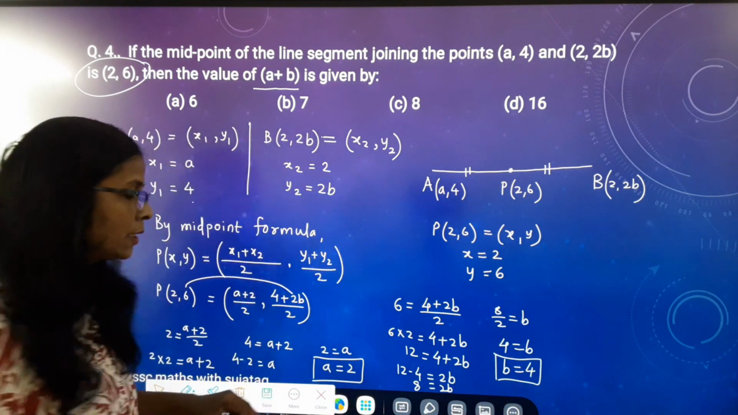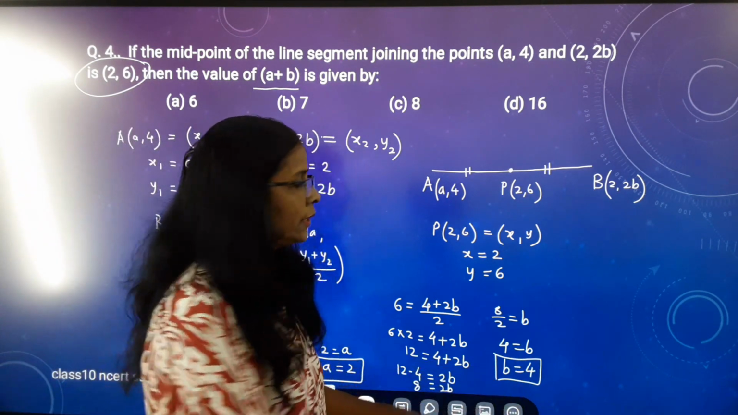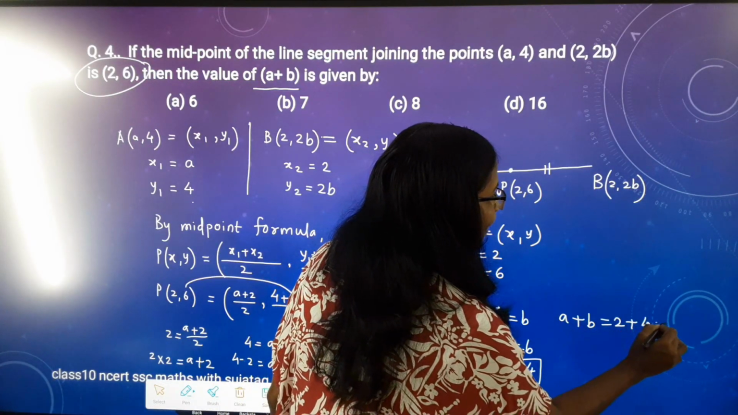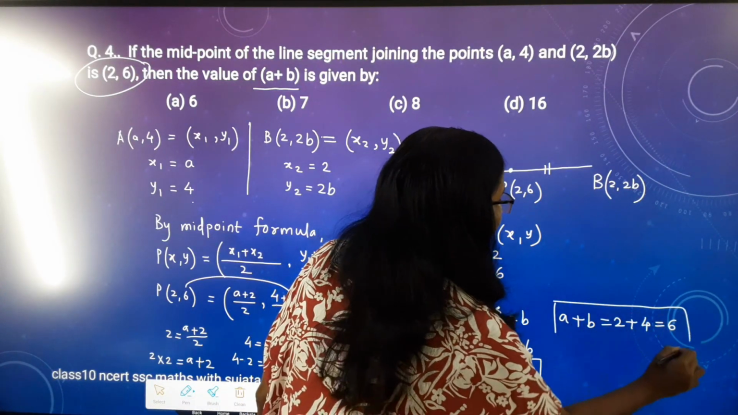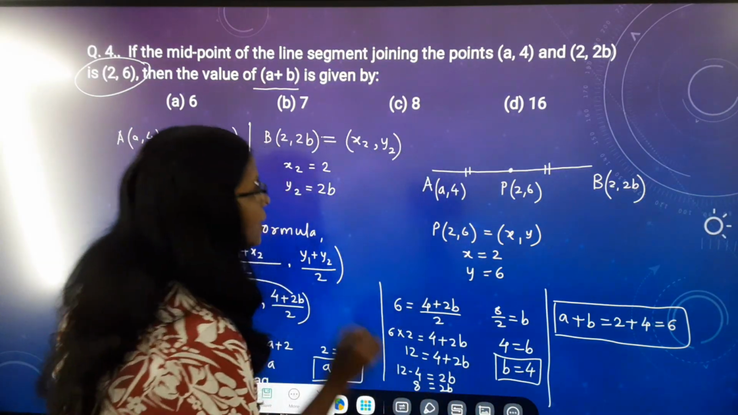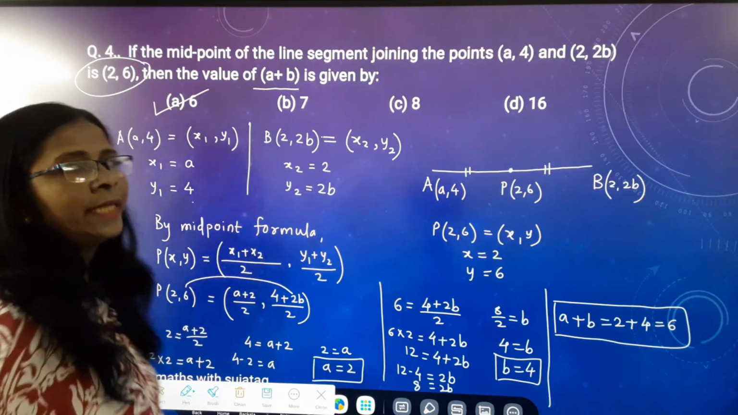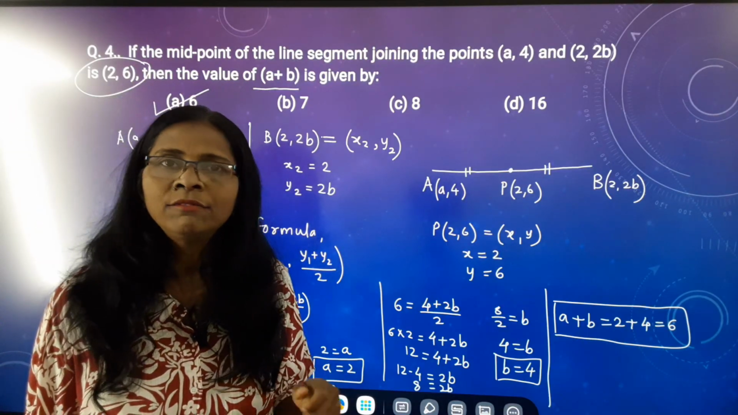So now a is equal to 2 and b is equal to 4. Now a plus b is equal to 2 plus 4, which is equal to 6. So in this way our answer is option A. That is option A, 6 is the final answer.